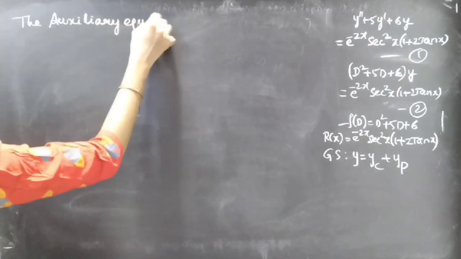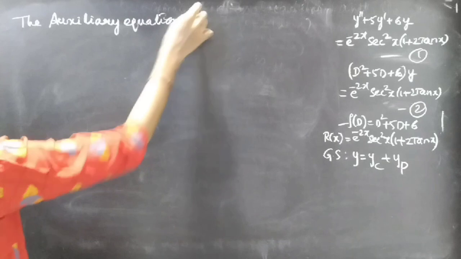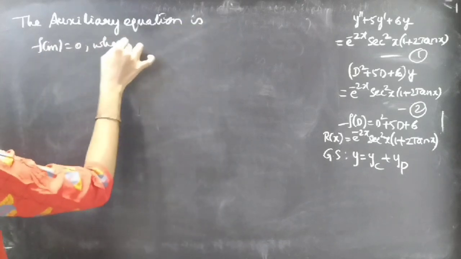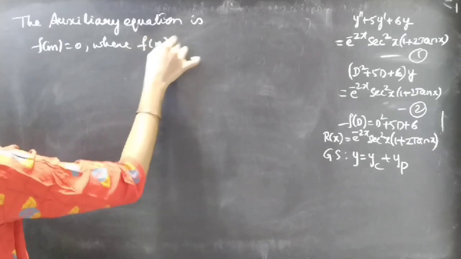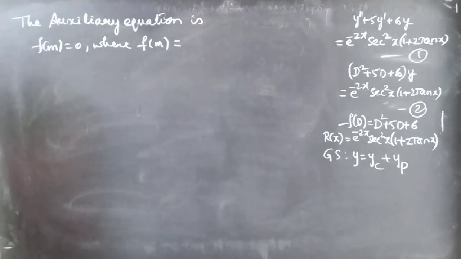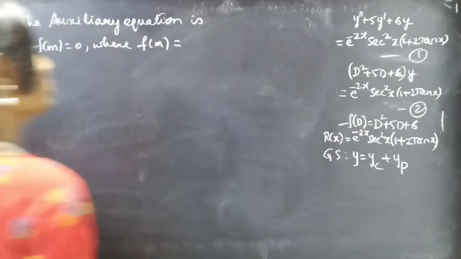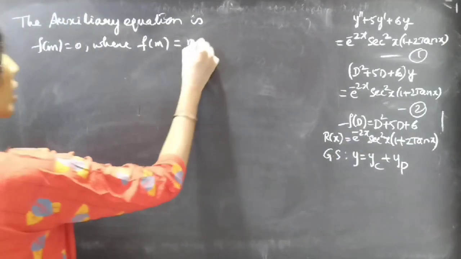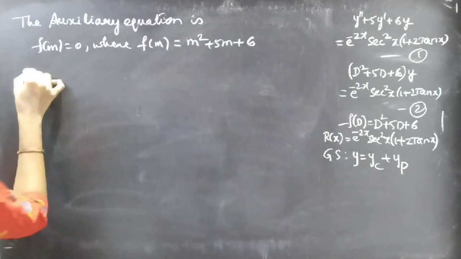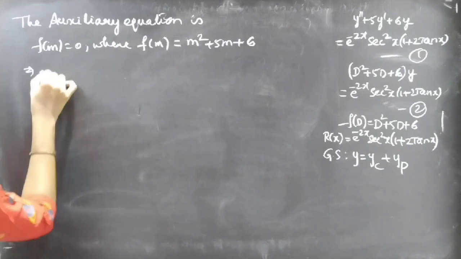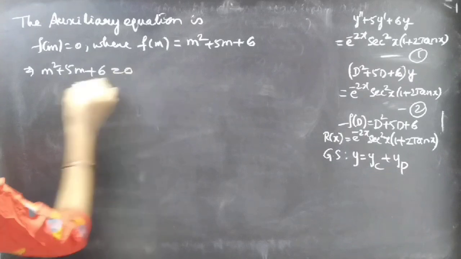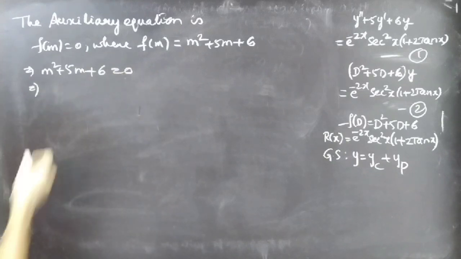The auxiliary equation is f of m equal to 0, where we have f of D equal to D square plus 5D plus 6. Let's replace the differential operator D with m, so that we'll get f of m equal to m square plus 5m plus 6. Then f of m equal to 0 becomes m square plus 5m plus 6 equals 0, which is our auxiliary equation. Now we need to find roots of this equation.